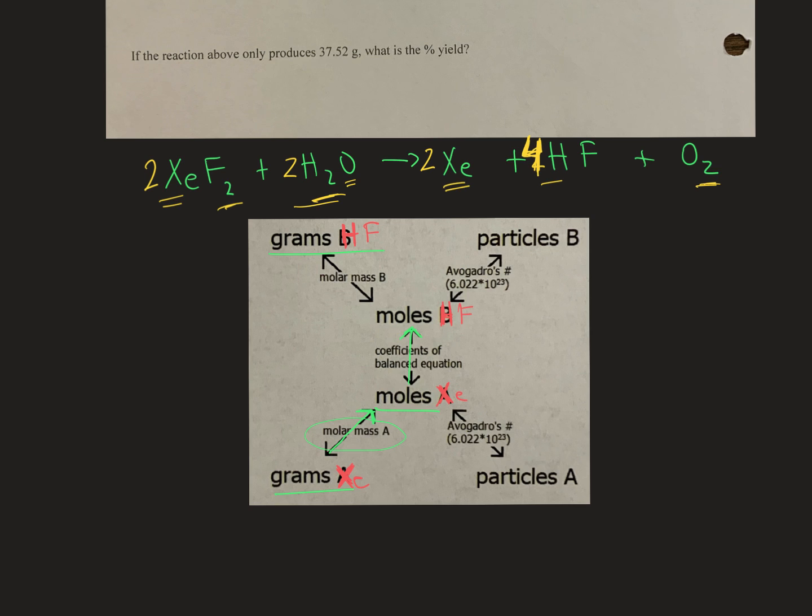And then once we have that, we're going to use the molar mass of HF to convert it to grams of HF. 3 steps. 1, 2, 3. We understand this? Questions? Okay.